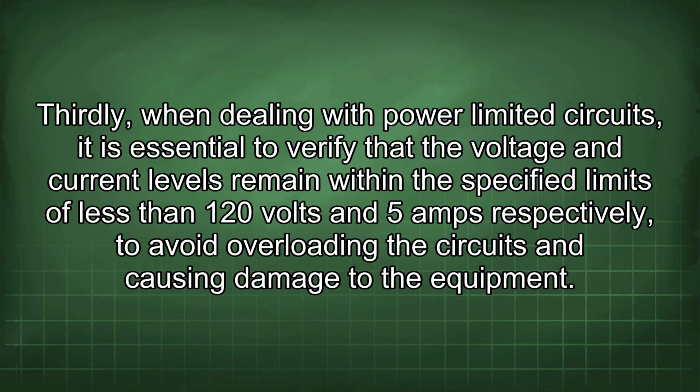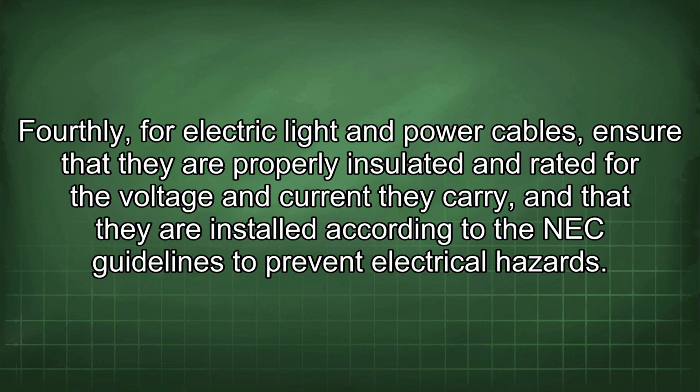Thirdly, when dealing with power-limited circuits, it is essential to verify that the voltage and current levels remain within the specified limits of less than 120 volts and 5 amps respectively, to avoid overloading the circuits and causing damage to the equipment. Fourthly, for electric light and power cables, ensure that they are properly insulated and rated for the voltage and current they carry, and that they are installed according to the NEC guidelines to prevent electrical hazards.